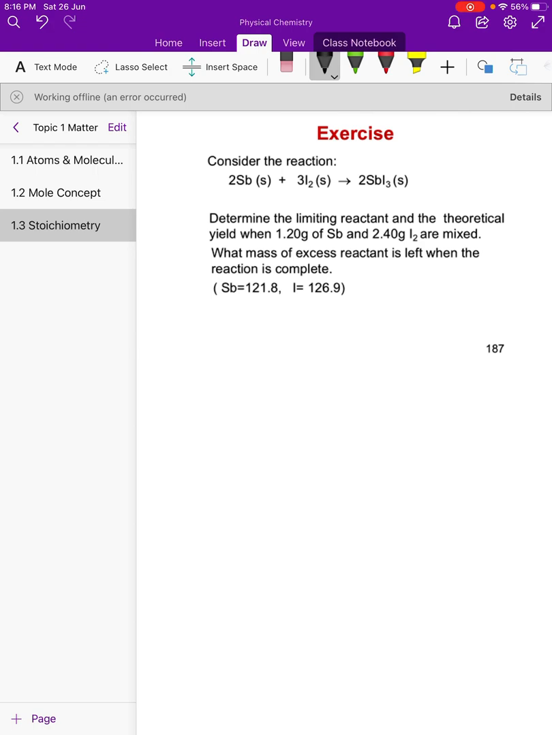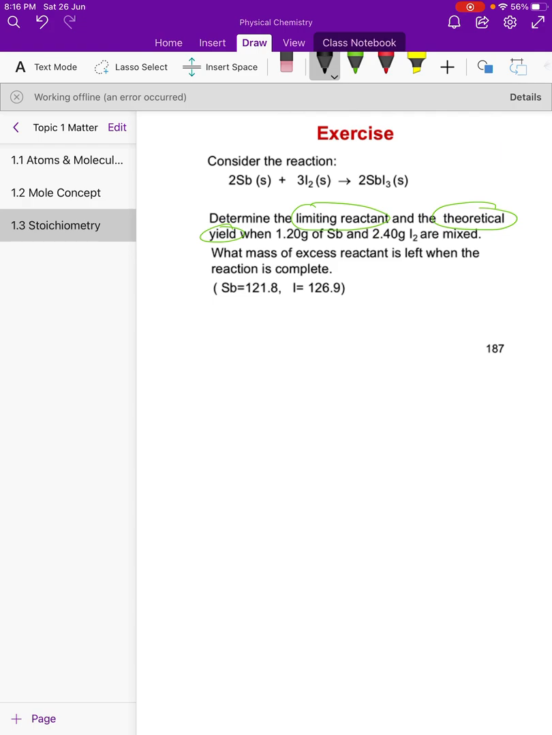Consider the reaction 2Sb plus 3I2 produces 2SbI3. Determine the limiting reactant and theoretical yield when 1.20 gram of Sb and 2.40 gram of I2 are mixed. What mass of excess reactant is left when the reaction is complete? Okay, this is involving limiting reactant concept. So let us look at the calculation.